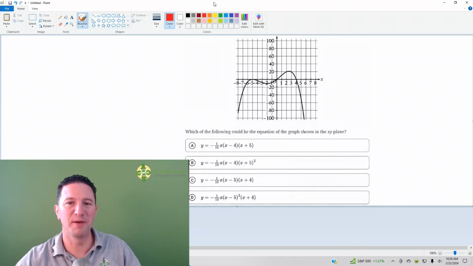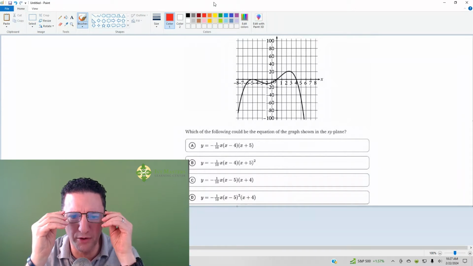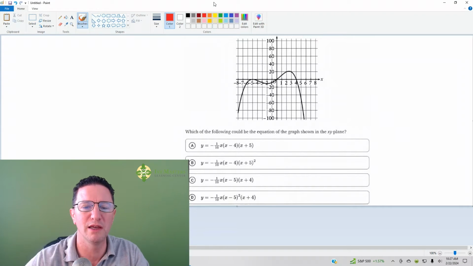Also, the Ivy Masters Learning Center at ivymasters.com, and today we're going to look at the 18th question from Digital SAT Test 2, Module 1. This is from the Bluebook app. Number 18 reads, which of the following could be the equation of the graph shown in the XY plane?